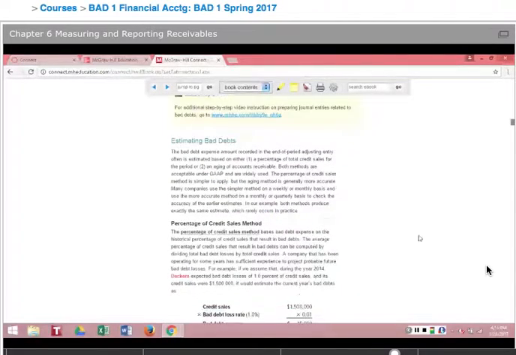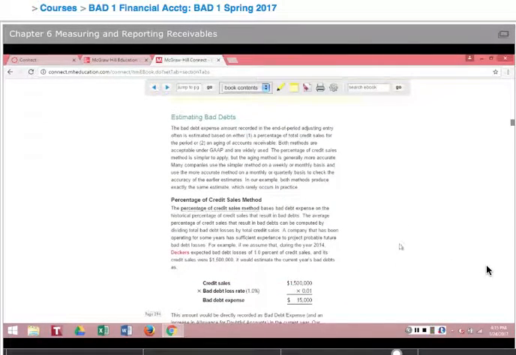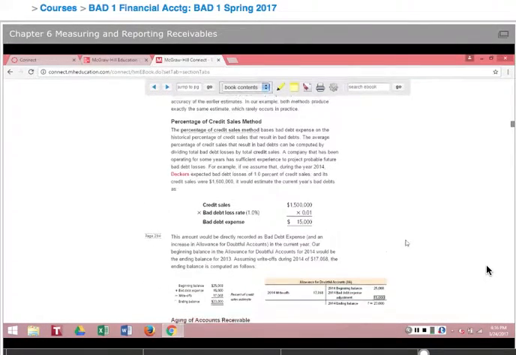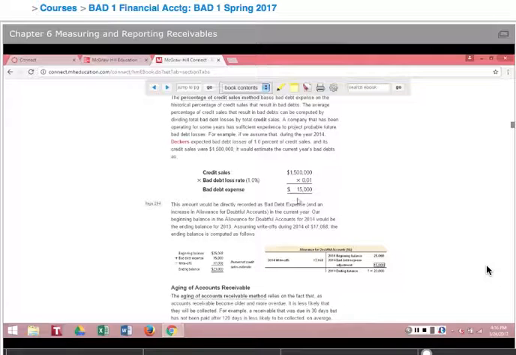Let's come down here, estimating bad debts expense. So remember, this is the adjusting entry at the end of the year. The percentage of credit sales method takes a historical percentage of what were uncollectible credit sales in previous accounting periods, and they take that historical bad debt loss, multiply it times the credit sales for the current period to get the bad debts expense estimate. This is called an income statement approach because we use credit sales, which is revenue, to estimate an expense. The adjusting journal entry would record a debit to bad debts expense for $15,000 and a credit to the allowance for doubtful accounts for $15,000.